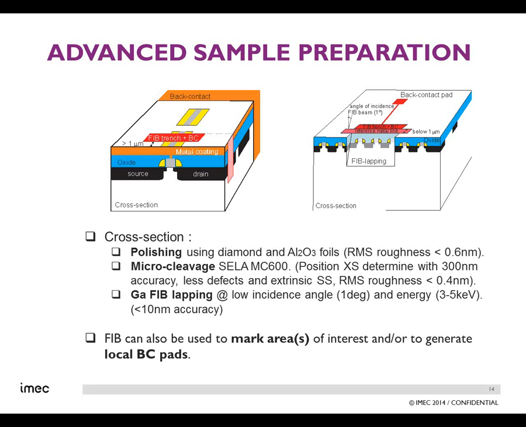And then what we do, it's a new procedure we have developed, is to use gallium FIB, not to dig a hole, but this time to make lapping, to come with a very small angle of incidence and very small energy, and to remove a few hundred nanometers at max down to the cross-section area that we want to reach. FIB, we use it also to mark the area of interest or to generate local back contact paths.